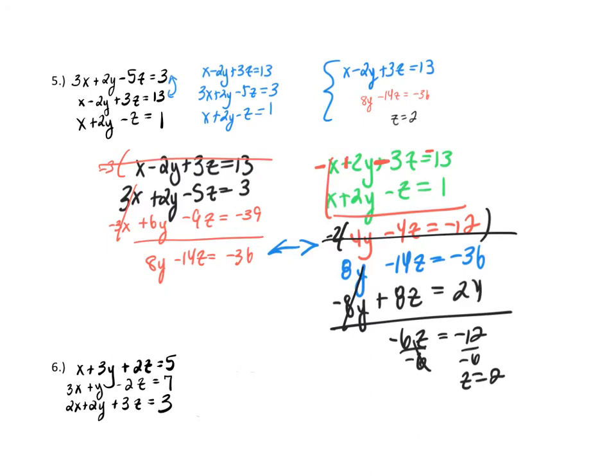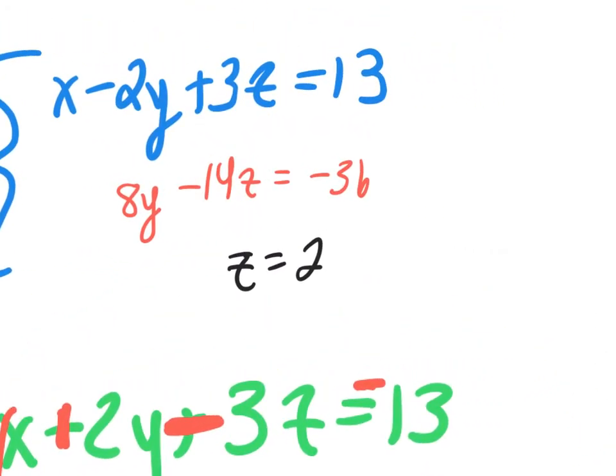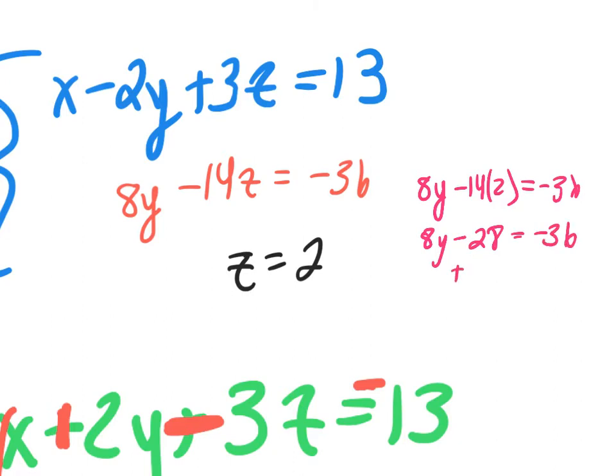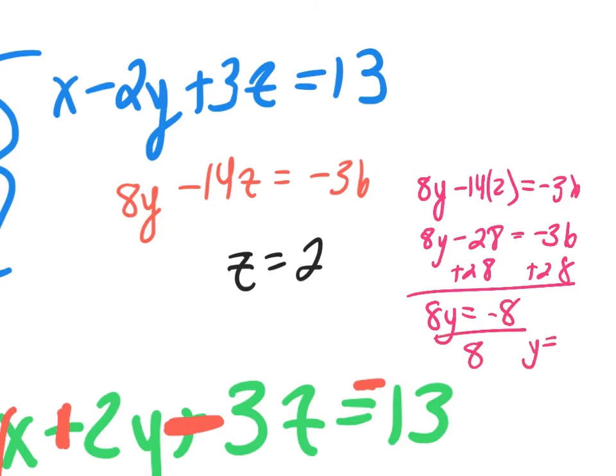Plug it in where? The first one. Let's go right here and just do our back substitution. So I have 8y minus 14 times 2 equals negative 36. 8y minus 28 equals negative 36. Agreed? Add 28. And 8y equals, what's negative 36 plus 28? Negative 8, guys. Divide both sides by 8, and y equals what? Negative 1.